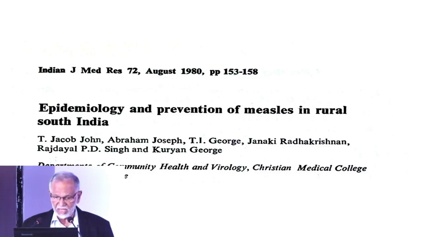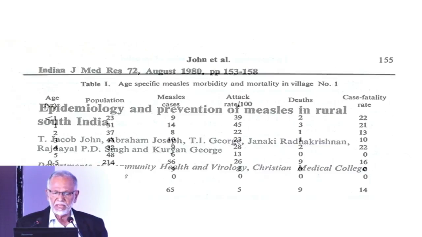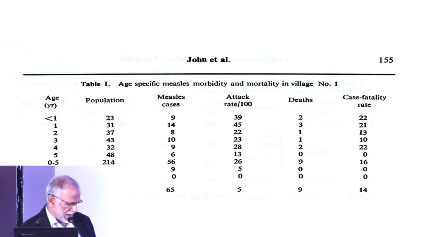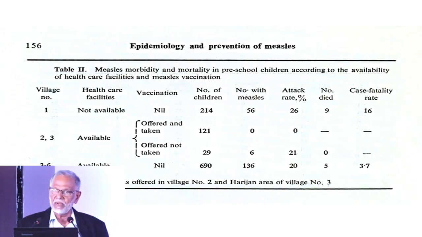Epidemiology and prevention of measles in rural South India that we had documented. This is village 1, a fairly large village with a large number of children. Look at the attack rates and look at the case fatality rates in rural South India in the pre-vaccine era. Anywhere up to 20%. And if you take the entire under-10 children, case fatality rate of 14. There was a saying that don't count your children until measles has passed, because there was no guarantee that a child would survive 5 years if measles was not prevented.